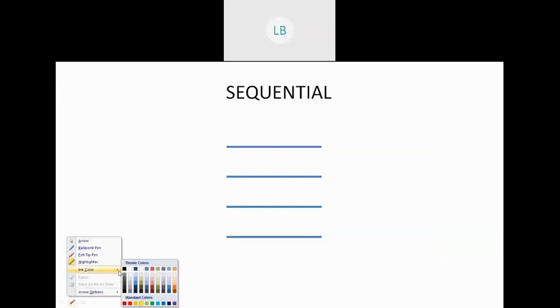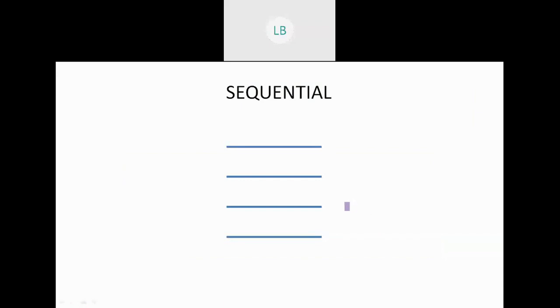As I said, sequential is one of the control structures. Consider four statements given in a program. The first statement will be executed first, then the second statement, then the third one and the fourth one. So in a sequential manner, all the statements will be executed.